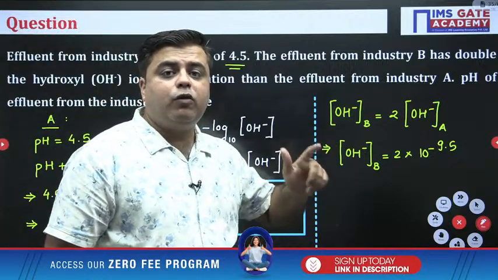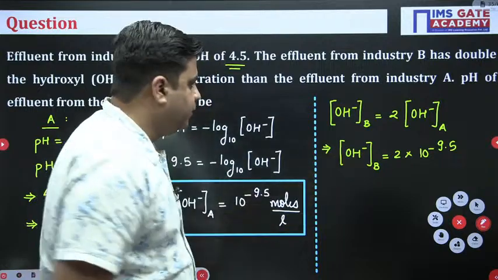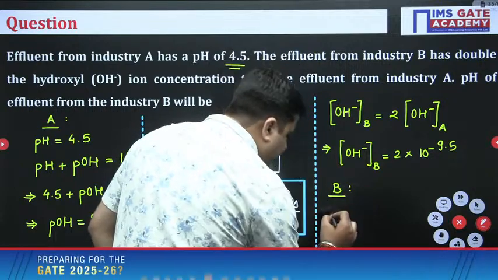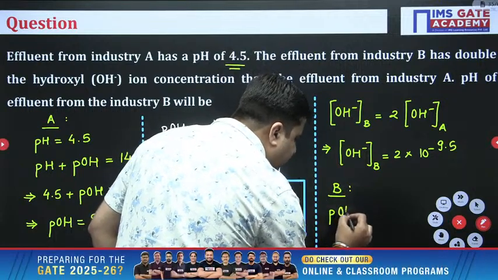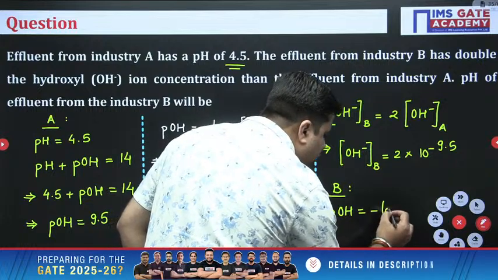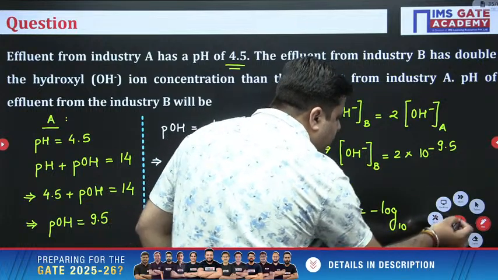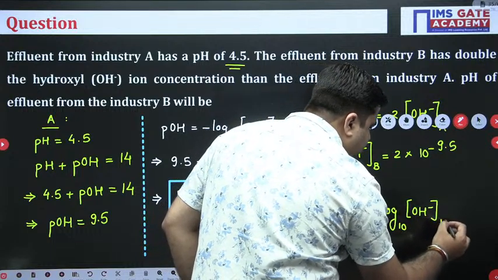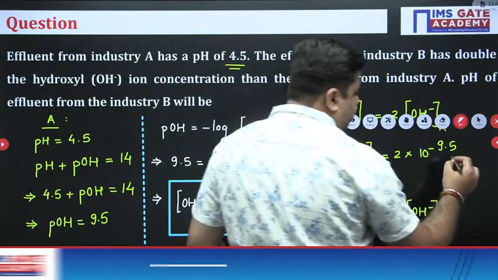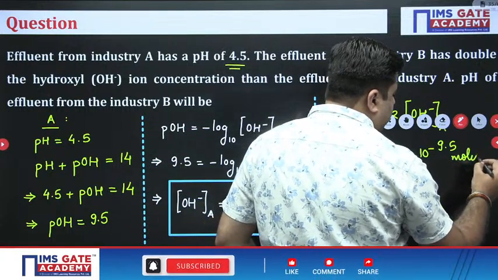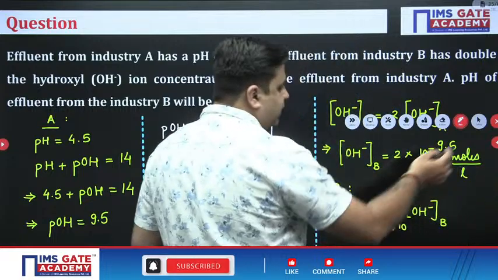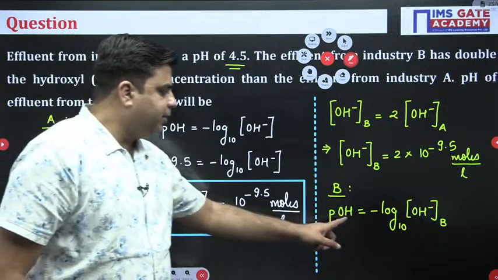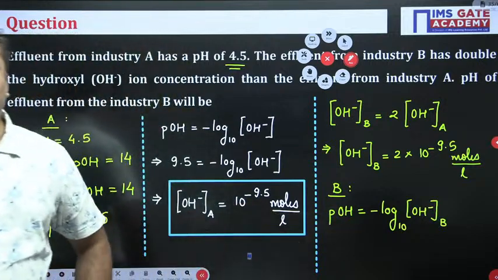Get me the value of pOH for industry B. So for industry B, pOH will be equal to negative log to the base 10 of OH minus ion concentration for industry B, and this is in moles per liter. The above one, the OH minus ion concentration that you have calculated is in moles per liter. Do this calculation and get me the value of pOH for industry B.